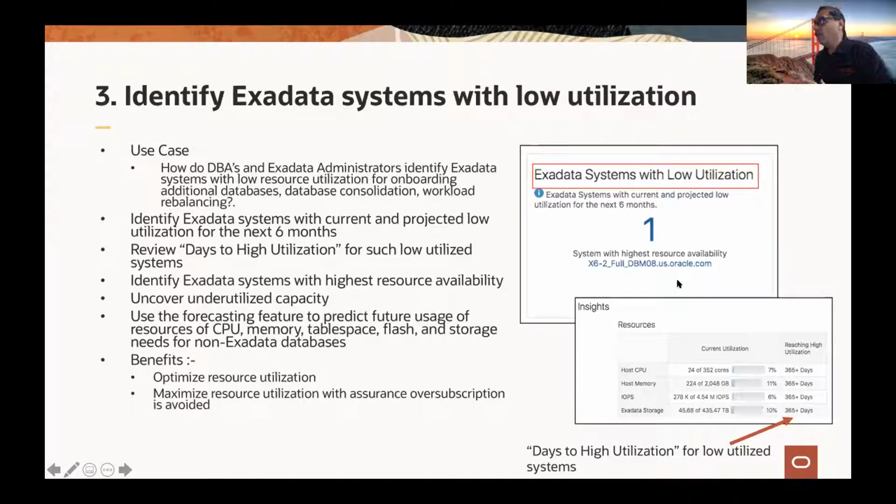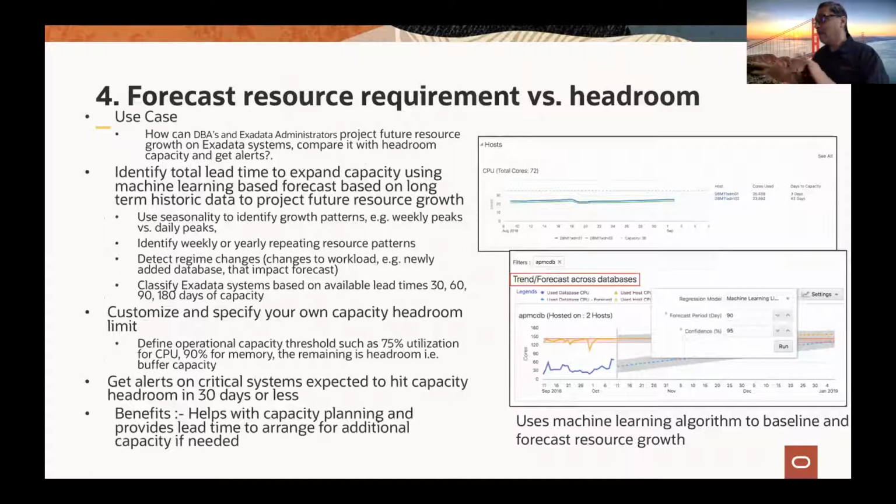We project out of the box, hey, this Exadata system is not going to use more than 25% for the next 6 months, based on host CPU, host memory, Exadata storage server IOPS, and the physical space available on the Exadata storage server. That means that Exadata is a candidate where you can onboard more databases and more workload. That helps you save money, preventing you from overbuying anything. So that's my third tip, because that will help you to rebalance also.